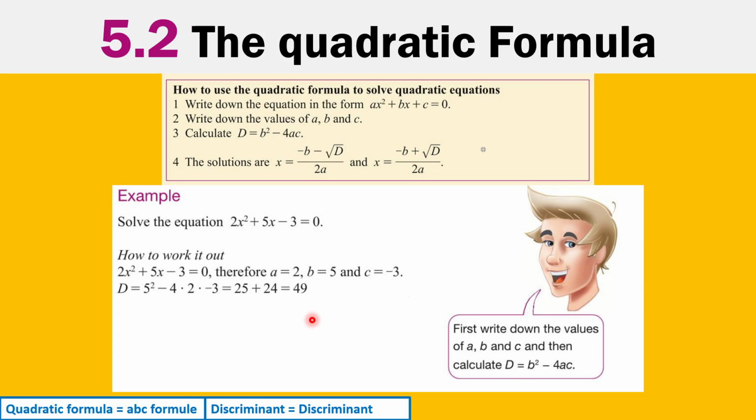The discriminant is 49. Now the solutions are x is minus 5 minus the square root of the discriminant, 49, divided by 2 times a, 2 times 2 is 4, or x is minus 5 plus the square root of 49 divided by 4. Remember to write down both answers here, otherwise you are not correct. Luckily I can calculate the square root of 49 mentally. It's 7. So apparently here, x is minus 3 or x is a half.